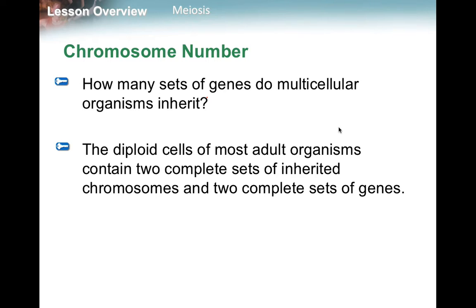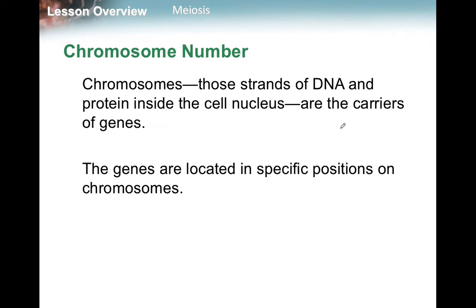So most adult organisms contain 2 sets of inherited chromosomes and 2 sets of completed genes. The chromosome, again, we went over in meiosis. You're going to basically have strands of DNA and protein inside the nucleus, and it's going to carry the genes. When you're looking at the chromosomes, they're going to be wrapped up with DNA, basically. The genes are going to be located in specific locations. So if I'm looking at a chromosome for a human, maybe this is where hair color is. It may not be the same for another organism, but each gene basically has a designated spot where it's going to be located.